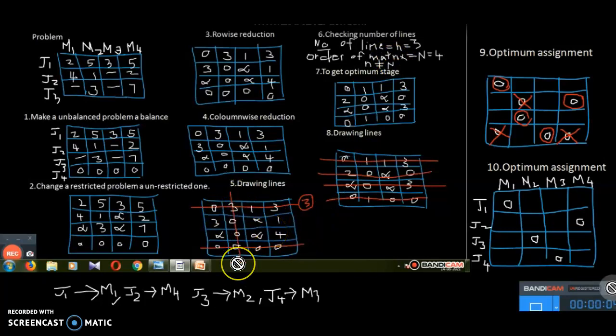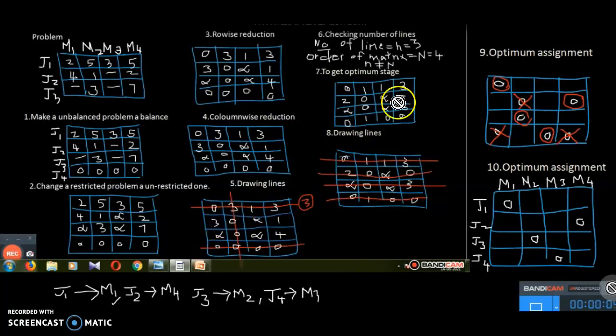To get the optimum, look at this. Here we have to take the out-of-line elements. This is one out-of-line element, this is another, and so on. So 1, 2, 3, 4, 5, 6 out-of-line elements are there. Among them, we have to identify the very minimum: 3, infinity, infinity, infinity, 4. So 1 is the minimum. Am I correct? This minimum number you subtract from all the other out-of-line elements.